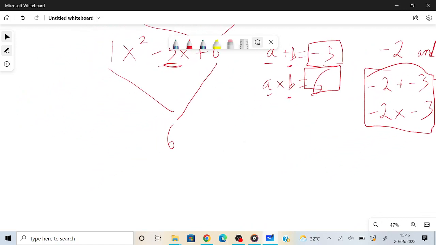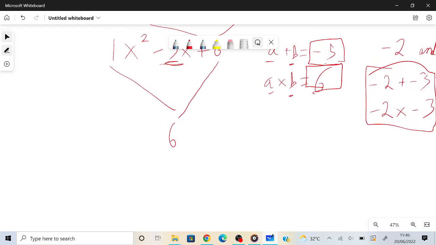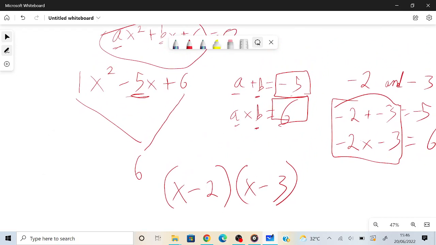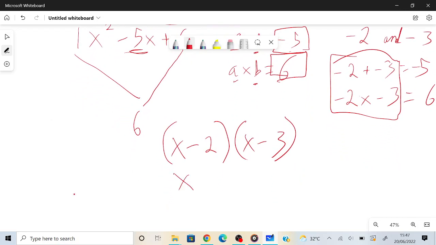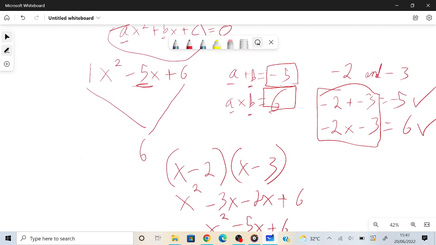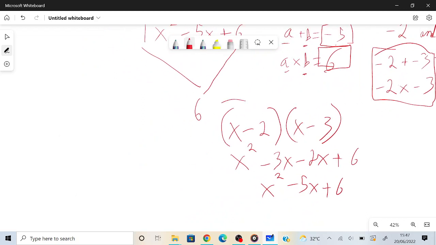So now, since my coefficient in front of x squared was 1, I can simply do x minus 2 into x minus 3. Please note that what I've just written, x minus 2 into x minus 3, if you expand this, you get the same equation that we had: x squared minus 3x minus 2x plus 6, x squared minus 5x plus 6. So we are getting the same equation again. But we need to work with this for now.